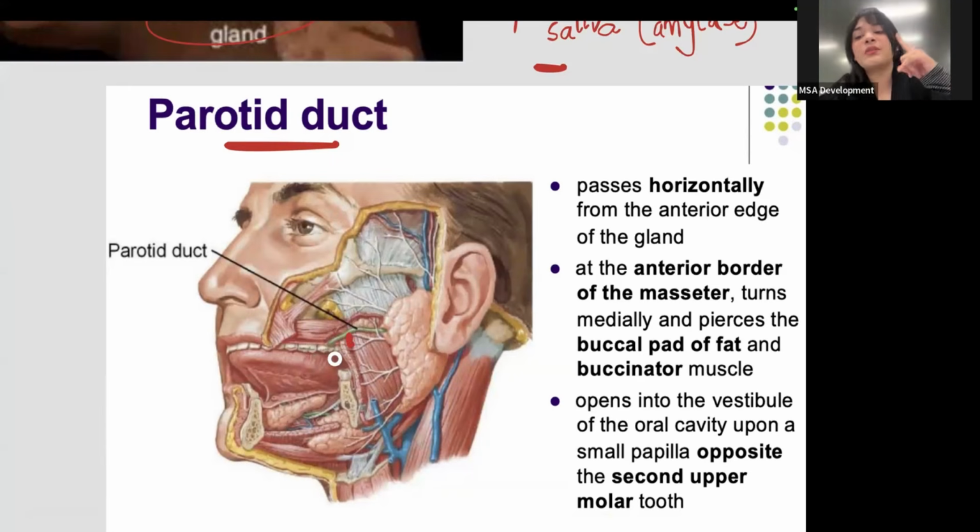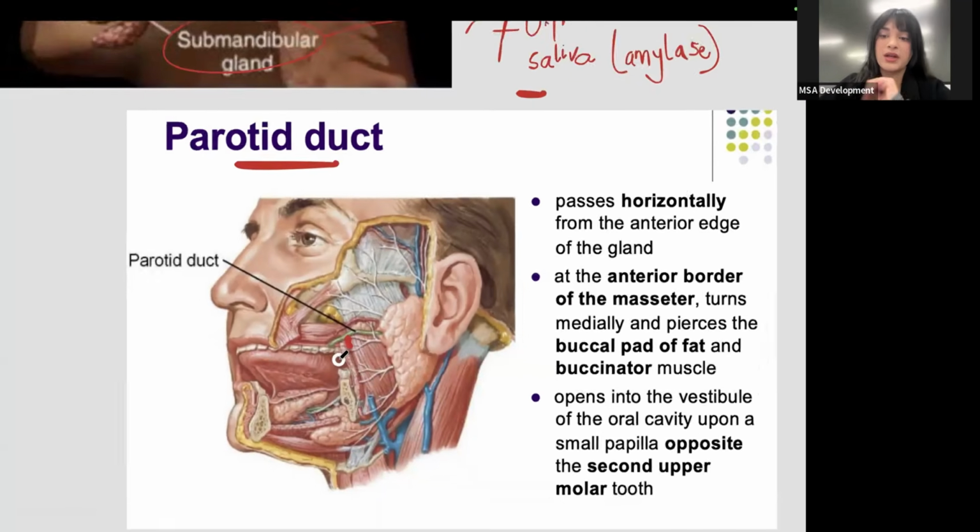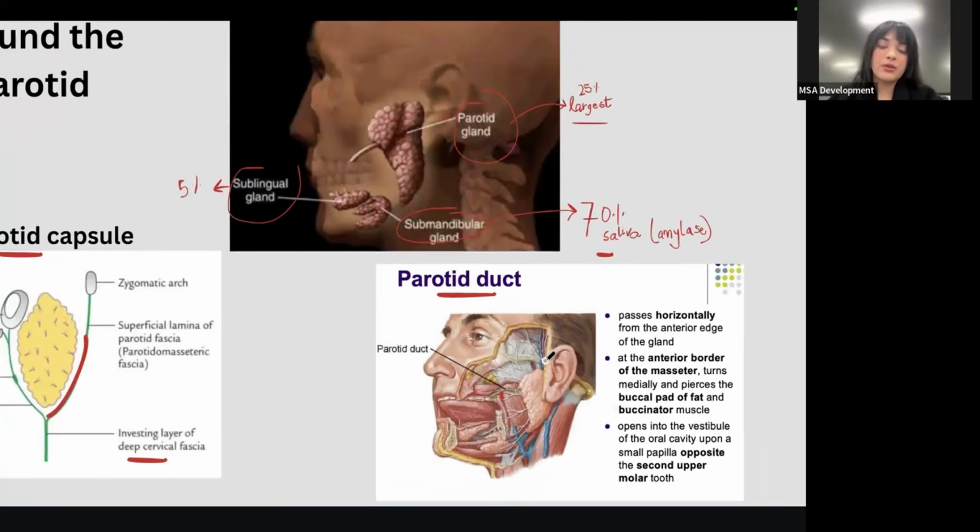It's going to open into the vestibule of the oral cavity. So it's going to go inside the oral cavity. It's going to open in a small papilla opposite to the second upper molar tooth. So if you see this combination of words in an MCQ, you know it's buccinator. We'll come to that. So the buccinator muscle is very important here with the parotid duct.